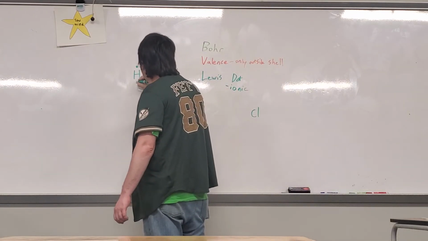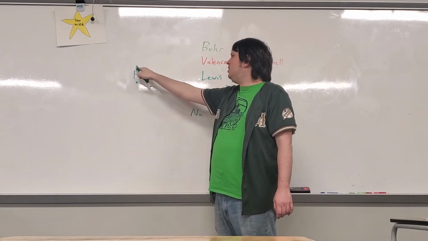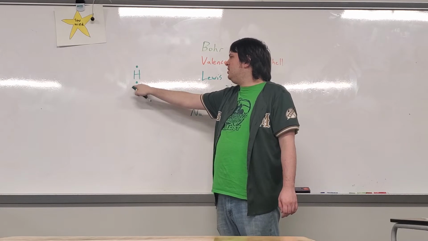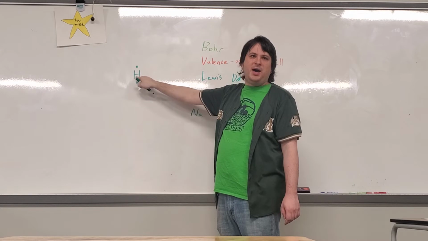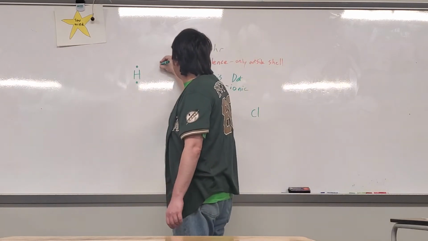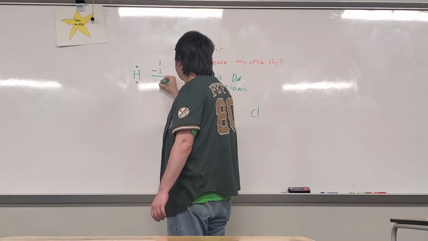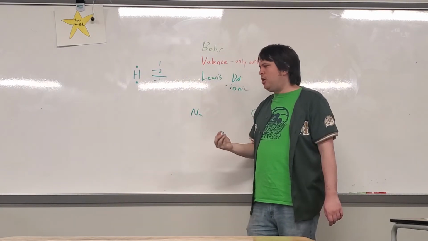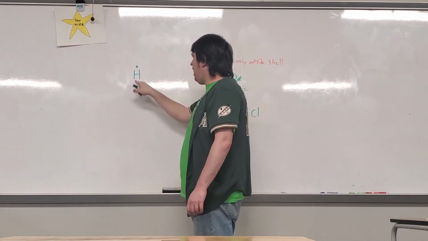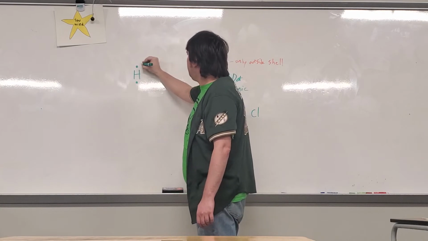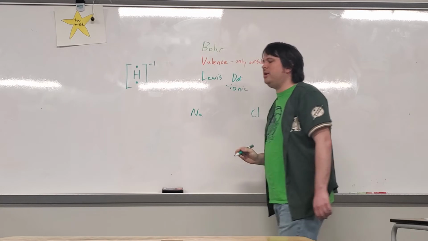If it gains another electron, then you have 2 electrons and 1 proton. Each electron is a negative, each proton is a positive. Protons minus electrons gives you your charge, which would be a -1 charge. So this hydrogen with 2 electrons would have a -1 charge.